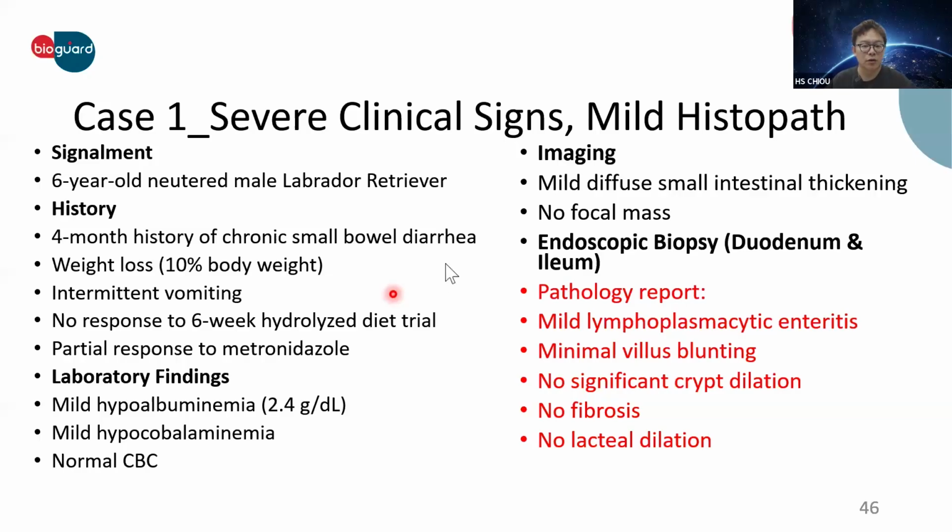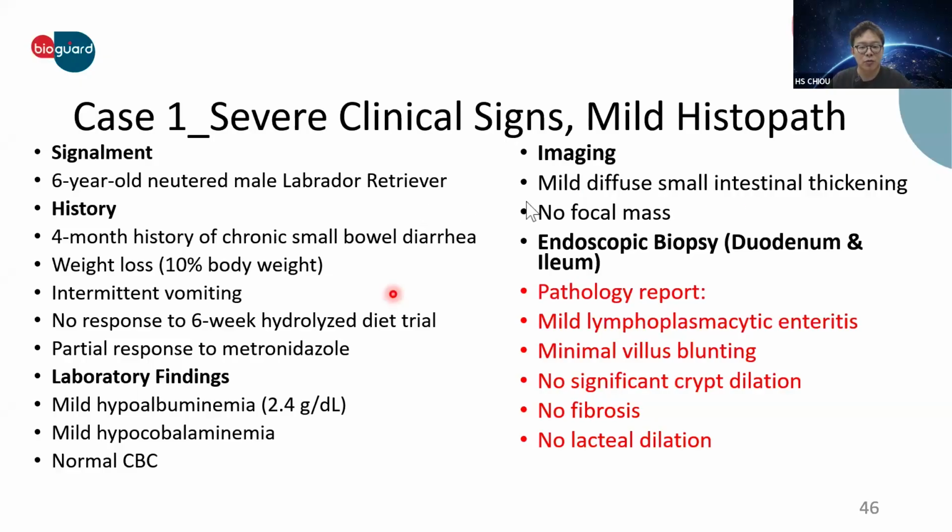Okay, let's move to case 1. This is a 6-year-old neutered Labrador. He has a 4-month history of chronic small bowel diarrhea, about 10% body weight loss, intermittent vomiting, and importantly, no response to a 6-week hydrolyzed diet trial. He had only partially improved with metronidazole.